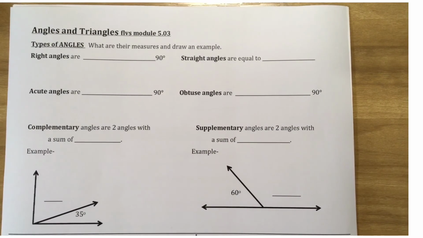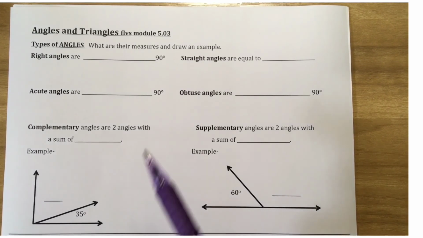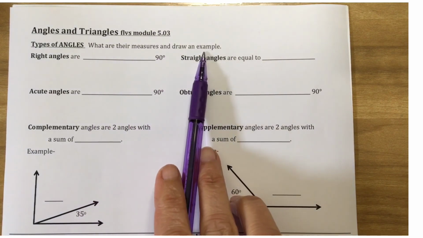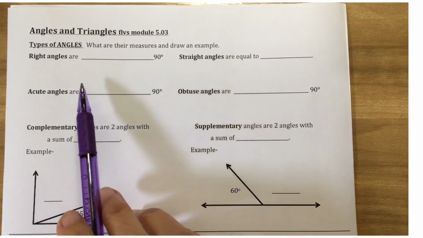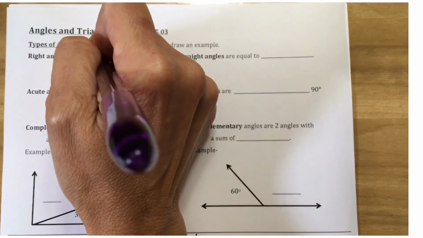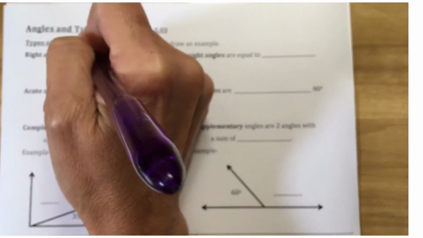Go over, starting with types of angles. So we're looking at what the measures are, and I would like you to draw an example. So we know that right angles are always equal to 90 degrees.